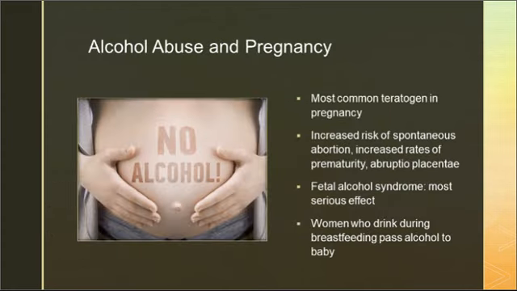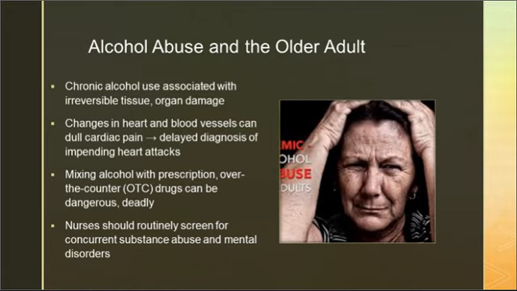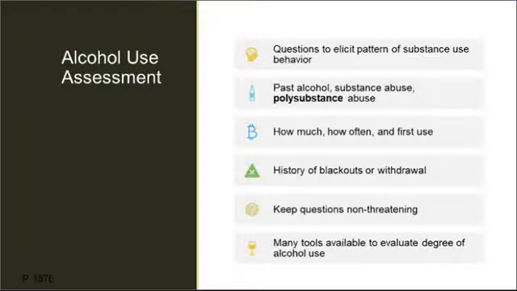Alcohol and pregnancy. Most common teratogen in pregnancy, increased risk of spontaneous abortion, increased rate of prematurity, abruptio placenta. Fetal alcohol syndrome is so sad. And also no alcohol during breastfeeding because it gets passed on. Alcohol abuse in the older adult: chronic alcohol use associated with irreversible tissue and organ damage. Mixing alcohol with prescription and over-the-counter drugs can be dangerous and deadly. You should always routinely look for substance abuse and mental disorders in all populations, including the older.